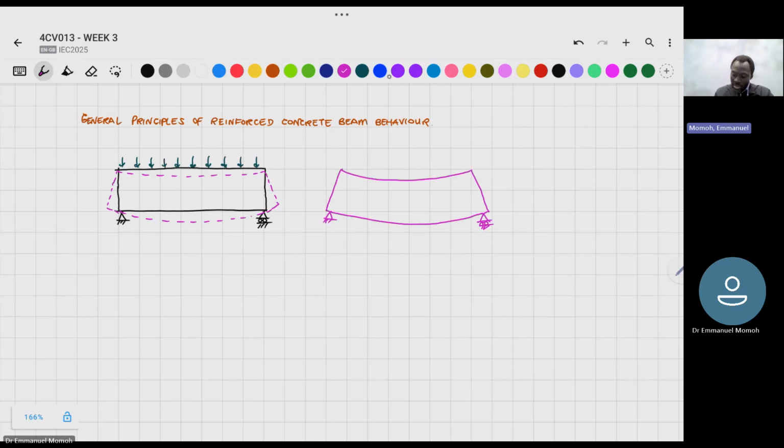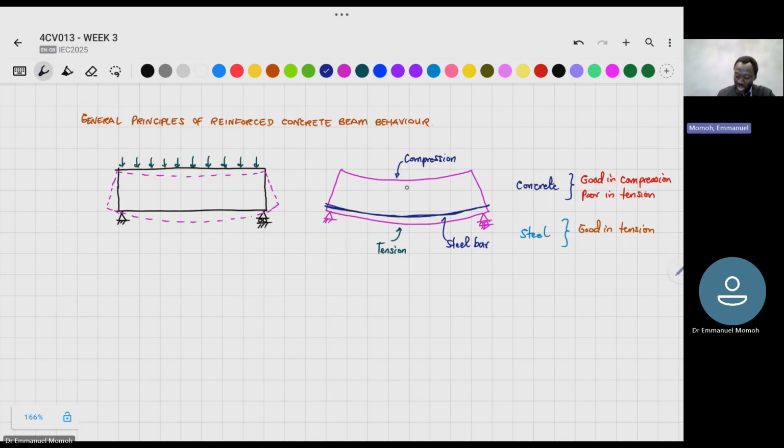In this form, the beam is in compression at the top, while the bottom fiber of the beam is in tension. Because concrete is good in compression, but poor in tension, and on the other hand, steel is good in tension, we place the steel at the bottom edge of the beam. By so doing, the top of the beam resists compression where there is concrete, and the bottom of the beam, because of the presence of the steel bar, resists the tension. So this is the concept behind reinforced concrete design. Steel is placed in the areas of the concrete where there are tensile stresses.